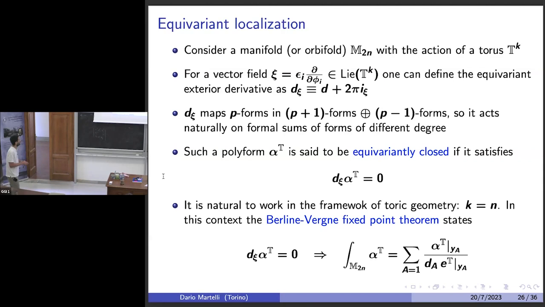First of all, to simplify the discussion even further, if you set K equal to N, so half the dimension of your space, which is a manifold or an orbifold, then we are back in the toric case, which is our comfort zone. Then the Berline-Vergne-Atiyah-Bott fixed point theorem, in a nutshell, states that if you have an equivariantly closed multiform, then its integral over the manifold or orbifold is given by a sum over fixed points, where you pick up the zero-form part of the multiform, and then there is a correction term which involves the order of the orbifold singularity, which is one if there is no orbifold at the fixed point, and the Euler number of the tangent bundle at the fixed point.